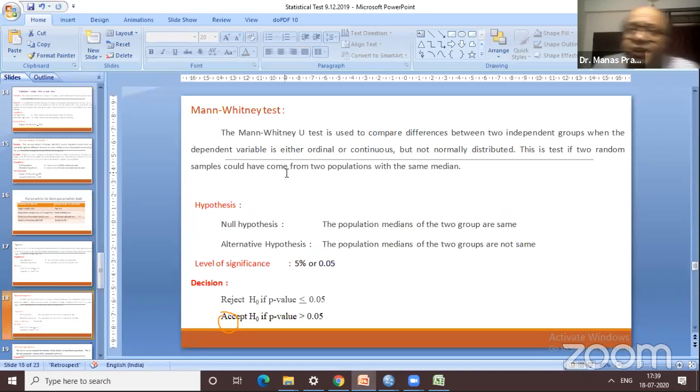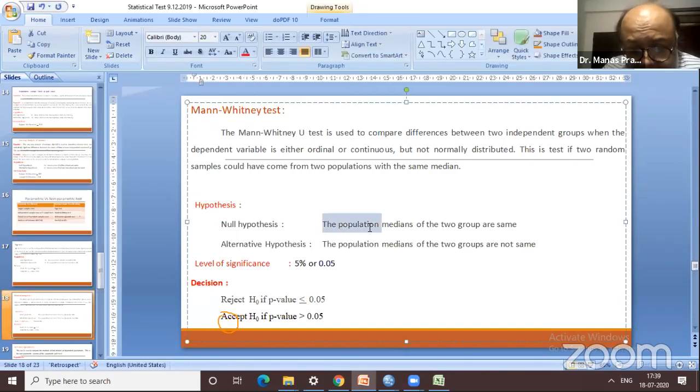Mann-Whitney test. Mann-Whitney test is used when we have two different independent groups. It is the non-parametric counterpart of the two-sample t-test. When you have two groups and both are independent and your data follows a normal distribution, then you are going to use the independent sample t-test. And if your data does not follow the normal distribution, you have to go for the Mann-Whitney test. And the null hypothesis is that the population medians of the two groups are the same.